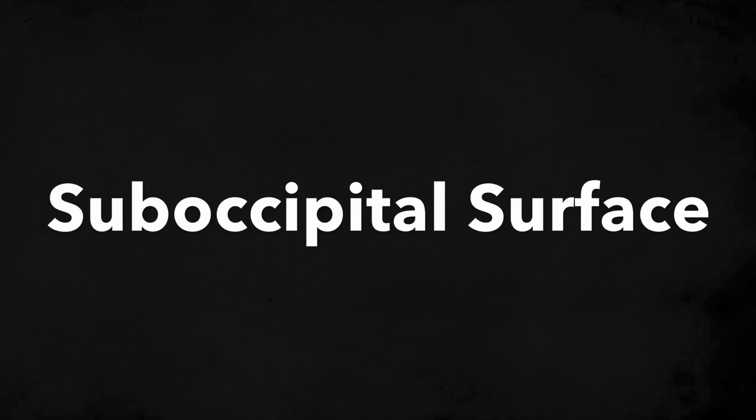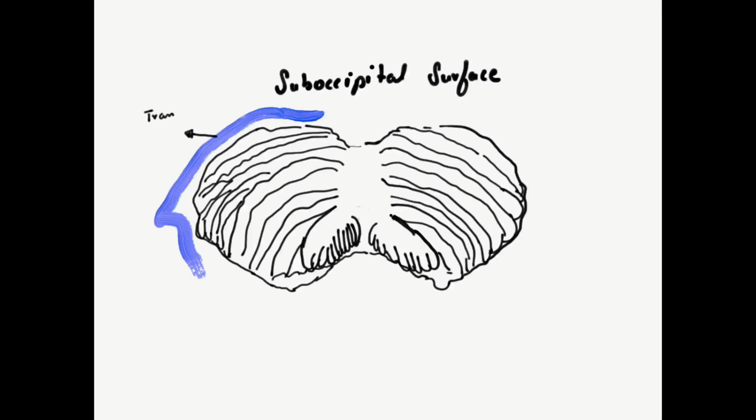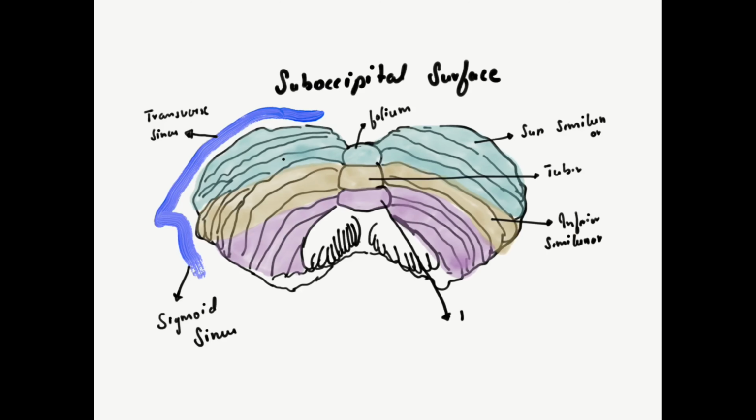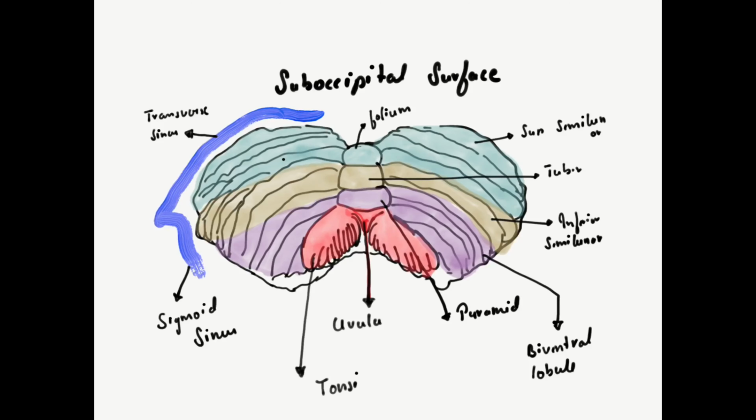Then we have what is called the suboccipital surface of the cerebellum. It is that surface that is present between the transverse sinus as well as the sigmoid sinus. The vermal components are part of folium and the superior semilunar lobule. Then we have the tuber along with the inferior semilunar lobule. Then we have the pyramid along with the biventral lobule, and caudally we have the uvula with tonsils hanging by the side of it. This configuration of tonsil and uvula mimics the configuration that is seen in the oropharynx, and hence the name.